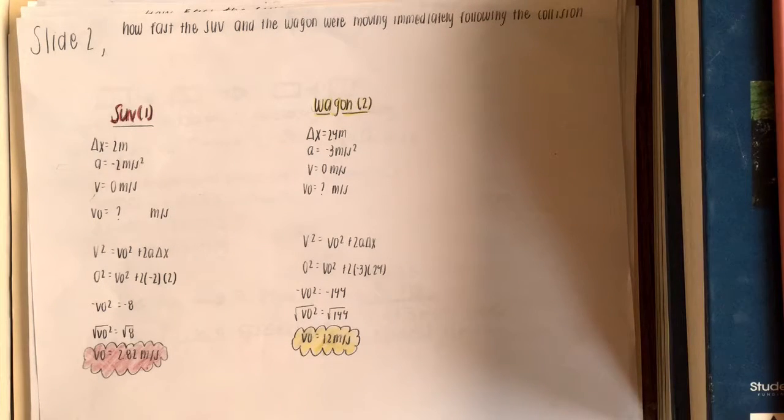In order to find the initial velocity immediately following the collision of the SUV, use v squared equals v naught squared plus 2a delta x. And your initial velocity for the SUV should be 2.82 meters per second. In order to find the initial velocity of the wagon immediately following the collision, use the same equation, and your results for the wagon should be 12 meters per second.